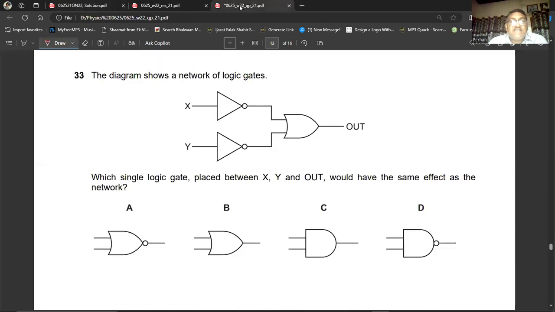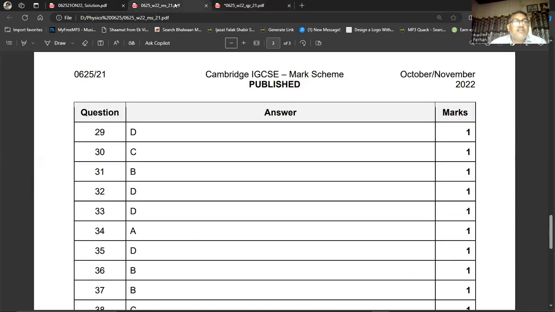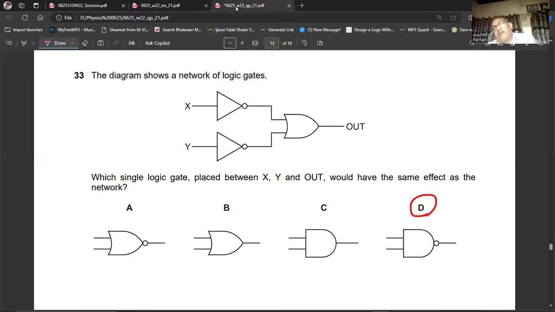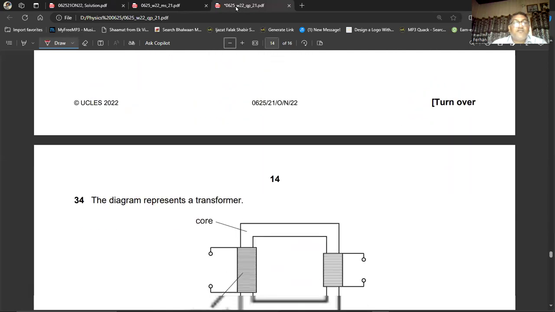So if you look at the options, D is the option, sir. It's not an easy question. Question number 33, D is the option, sir. This electronics topic has been taken out from the O levels course, from the Cambridge O level syllabus. So question number 33, D is the option, sir.